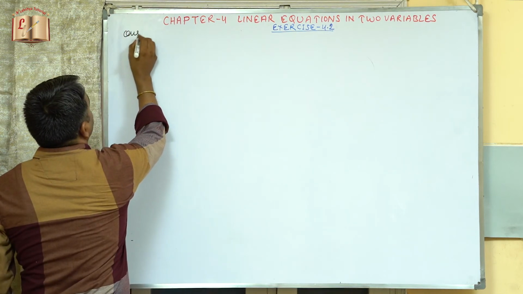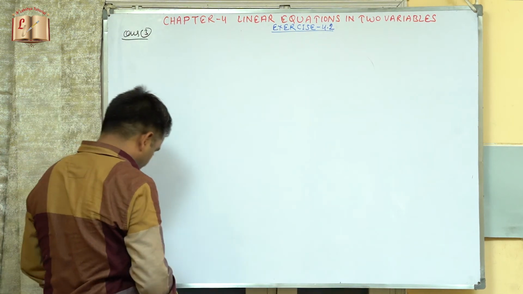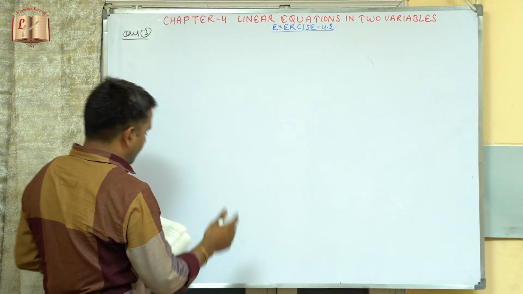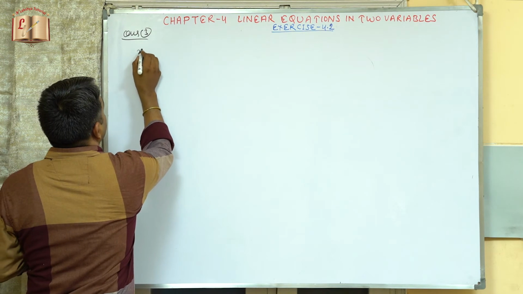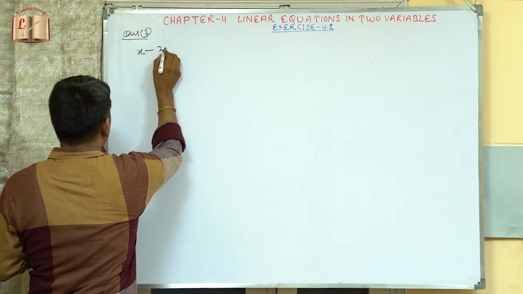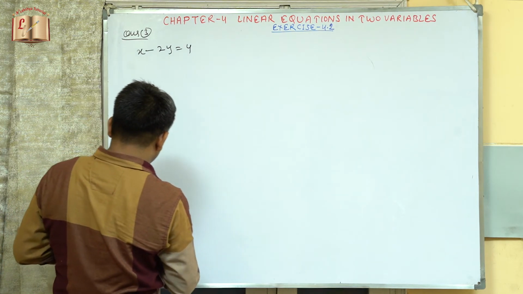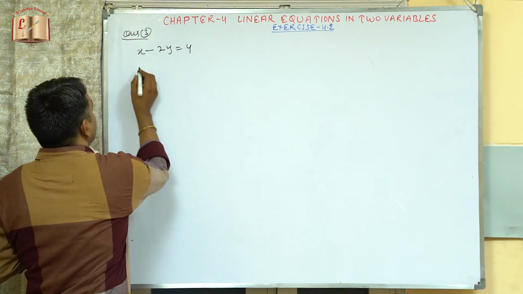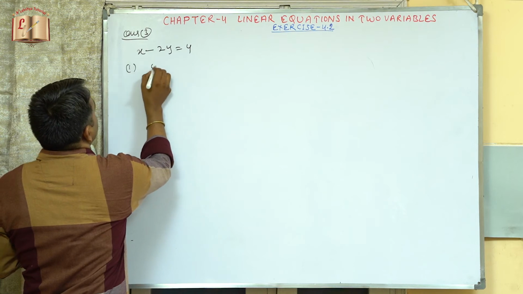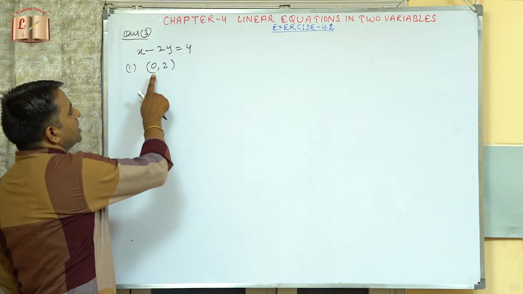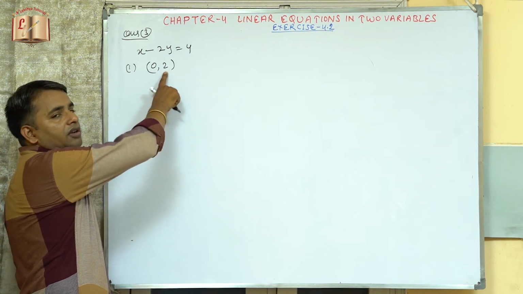Now coming to question number 3. Check which of the following are the solutions of the equation. Equation is already given to us. This is x minus 2y equals 4. So which of them are the solutions of this? First of all, for the first one, this is given as 0, 2. So this is the value of x and this is the value of y.